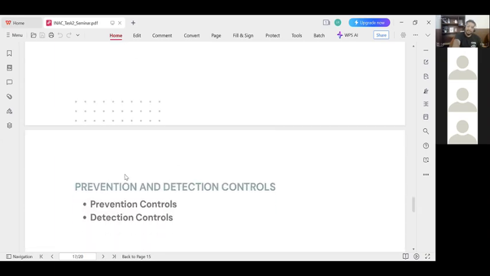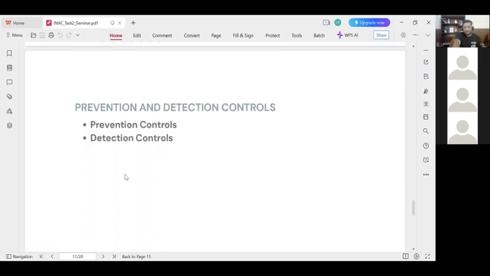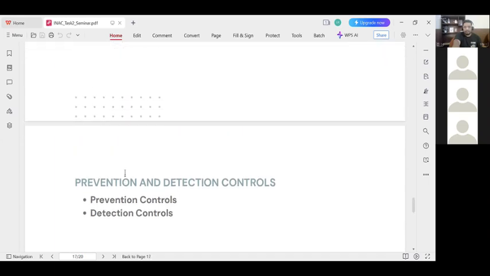Okay, now we are going to talk about prevention and detection controls. Do you guys have any question from the previous section? No. Okay.